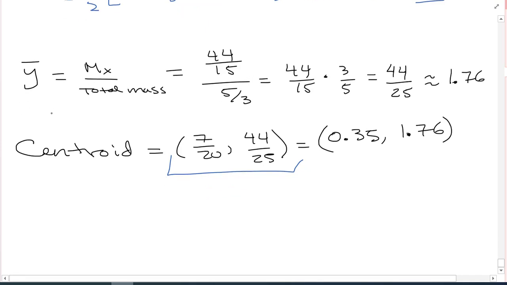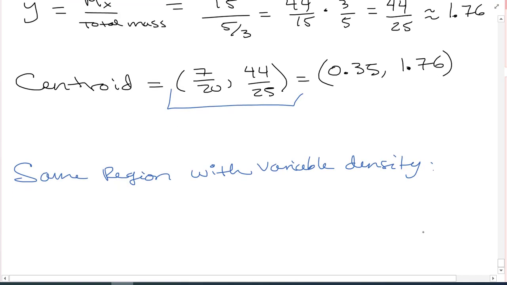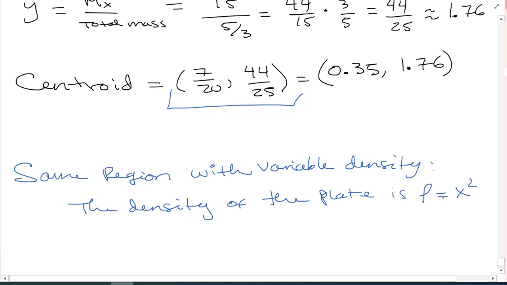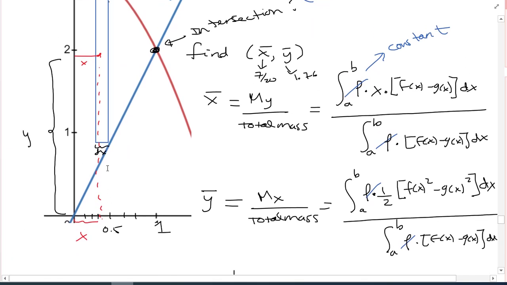Okay, so let's try the same region, but with variable density. Say the density of the plate is given by x squared. That means that as you get further along on the x-axis, the plate gets heavier. At x = 1/2, the density will be 1/4, that is, 1/2 squared. At 1, the density is 1 squared, which is 1. So it gets heavier the closer you get to where the graphs intersect.